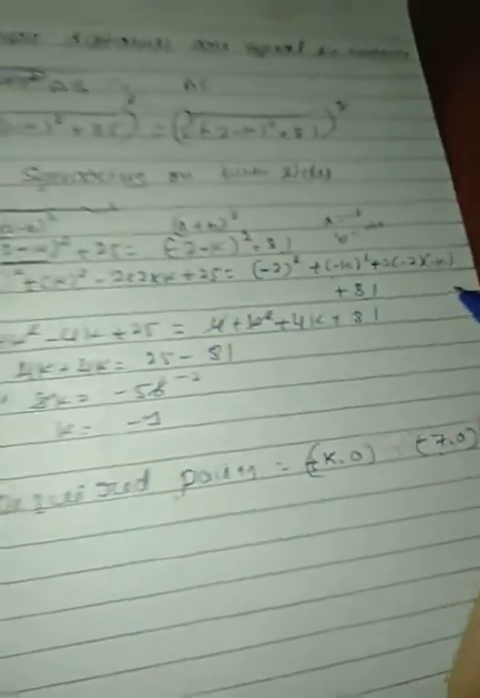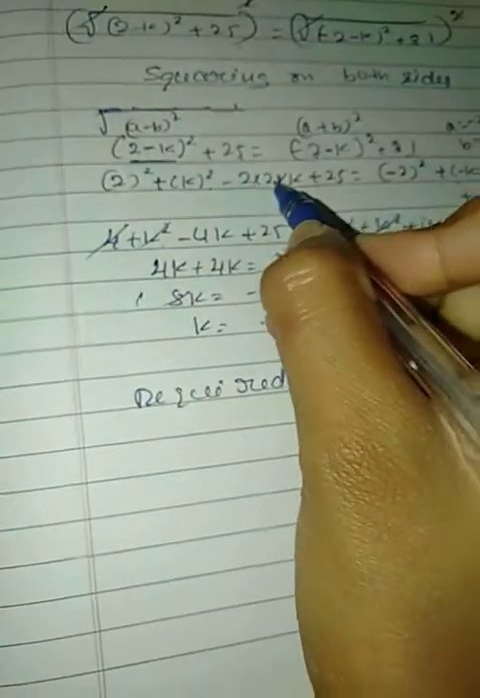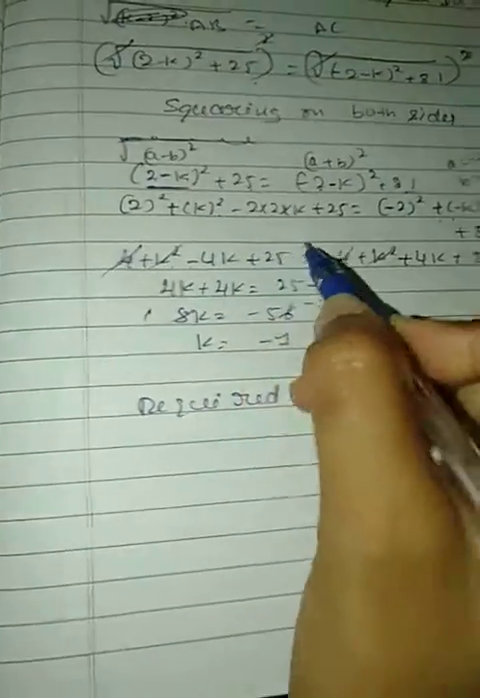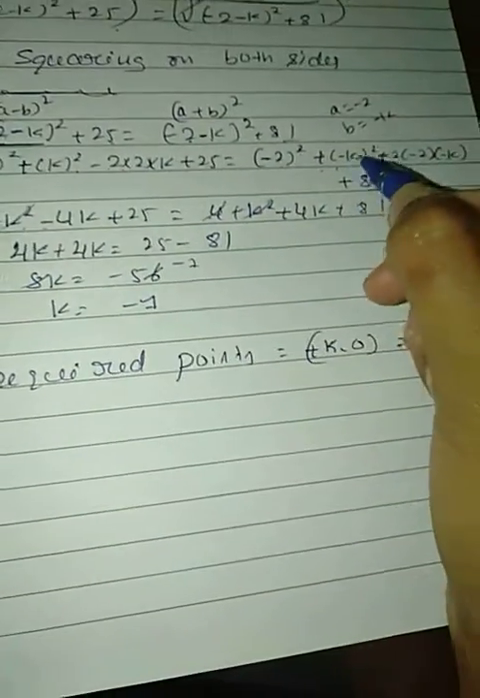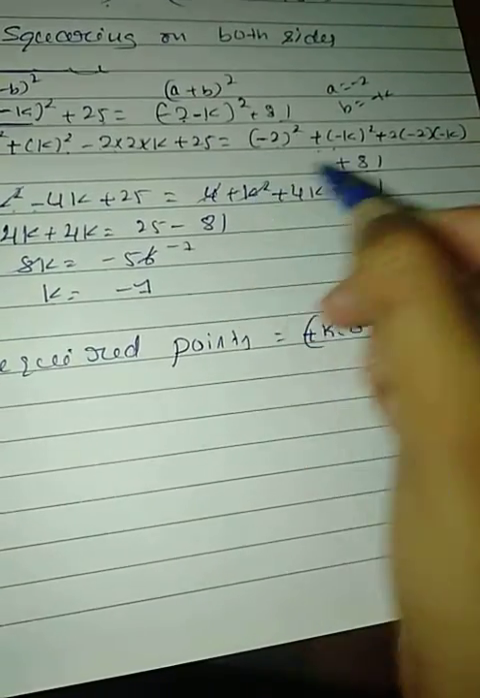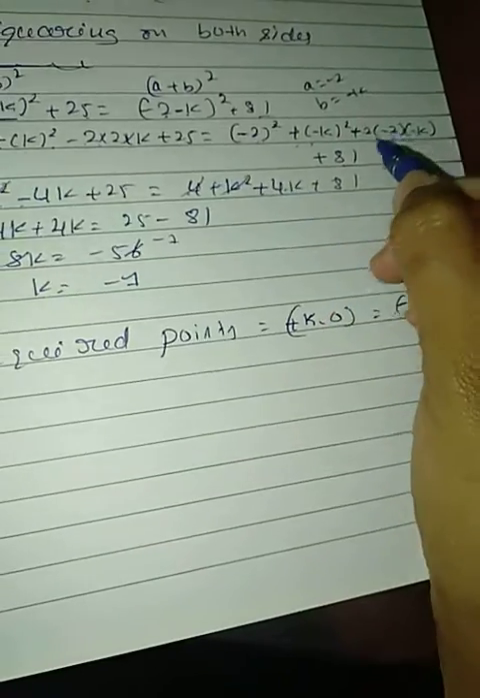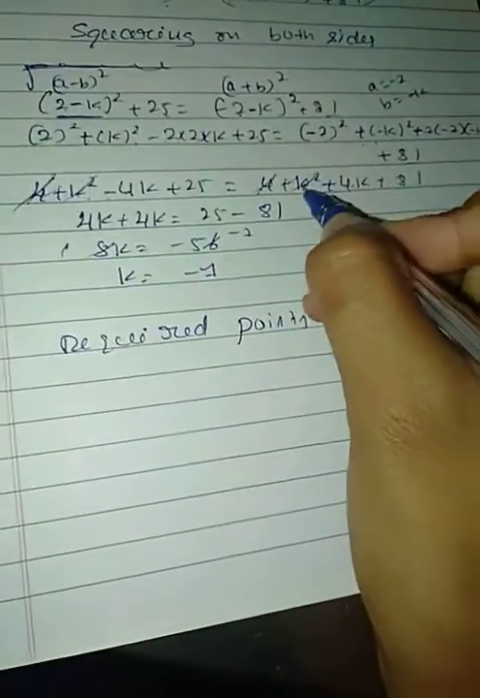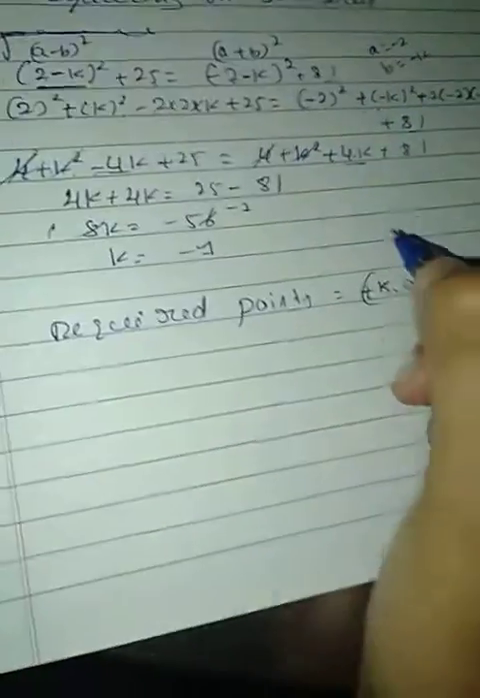Plus 81. So 2 square is 4 plus k square, 2 into 2 is 4, 4 into k is 4k, minus 4k plus 25 is equal to (minus 2) square is plus 4, (minus k) whole square is plus k square, minus into minus is plus, so 2 into 2 is 4, 4 into k is 4k plus 81. Here plus 4 cancels out, plus k square and plus k square cancel out, but here minus 4k, here plus 4k.